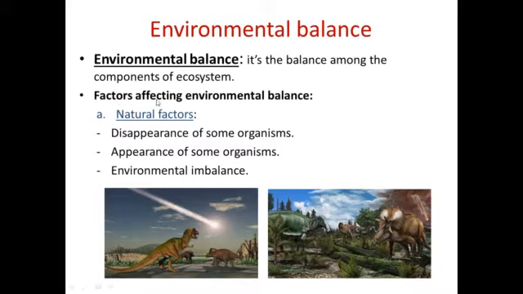But what are the factors that affect environmental balance? There are some factors which are natural factors and artificial or man-made factors. The natural factors are like the disappearance of some organisms and the appearance of some organisms, and environmental imbalance, like what occurred to dinosaurs, which disappeared due to the change of the natural conditions they were living in.